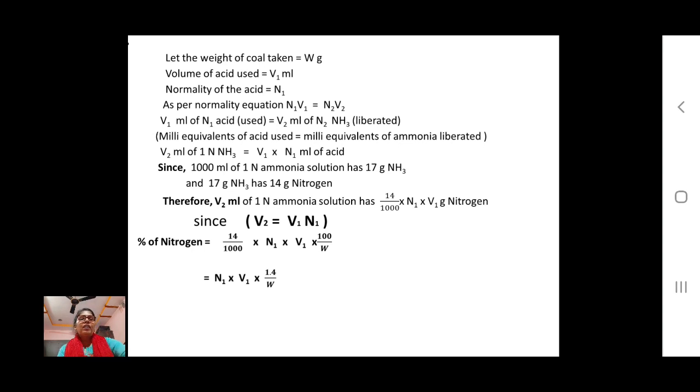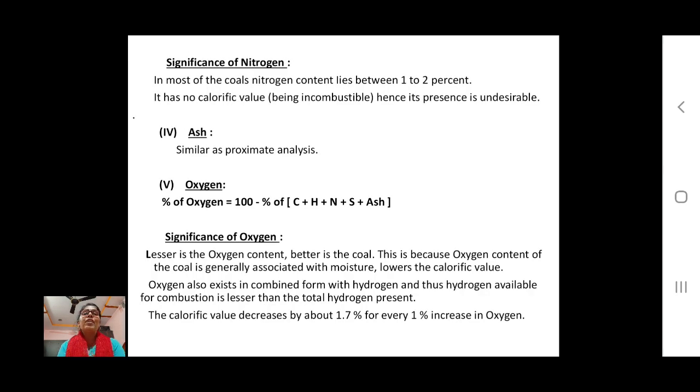So these are the different formulas by which we are able to find out the percentage of carbon, nitrogen, sulfur, hydrogen, etc. Now, significance of nitrogen. In most of the coal, nitrogen content lies between 1 to 2%. It has no calorific value. Why? Because it is incombustible. Hence, its presence is undesirable. So, lesser the percentage of nitrogen in the coal, better is the quality of coal.